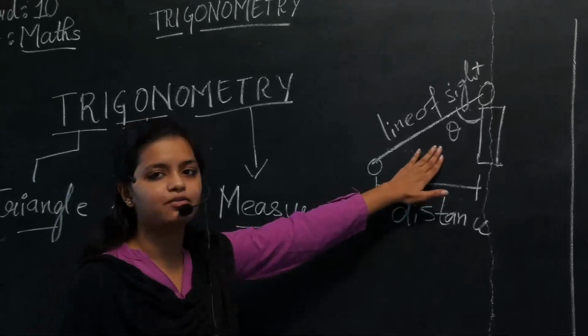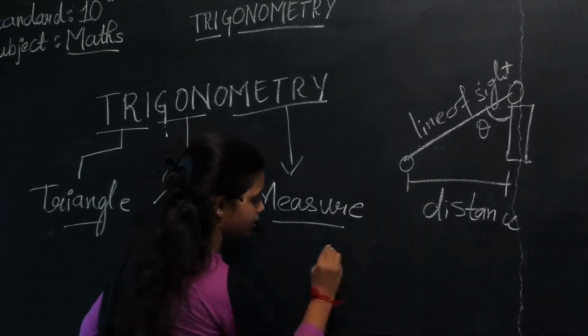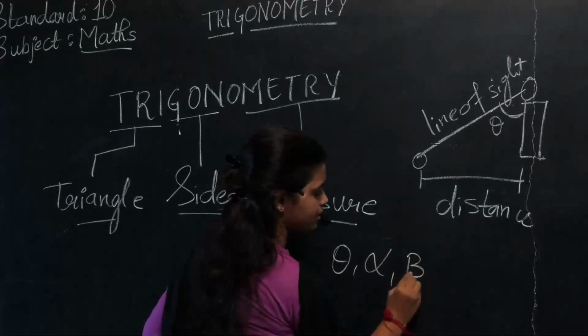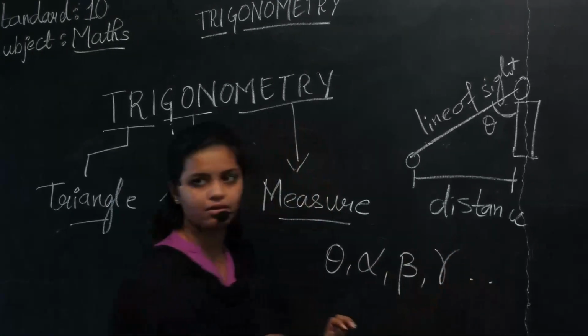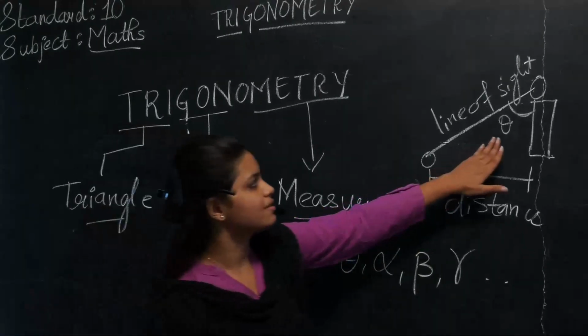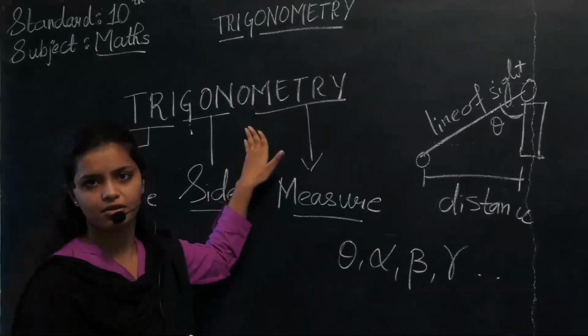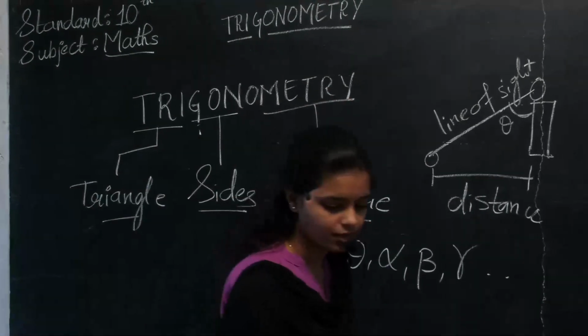See, this theta we are using, this is a new word for you, and it is a Greek word like theta, alpha, beta, gamma, and so on. They are symbols for the angle. Okay, so this is an angle. To find the angle and distance we are using trigonometry. Clear? Okay.